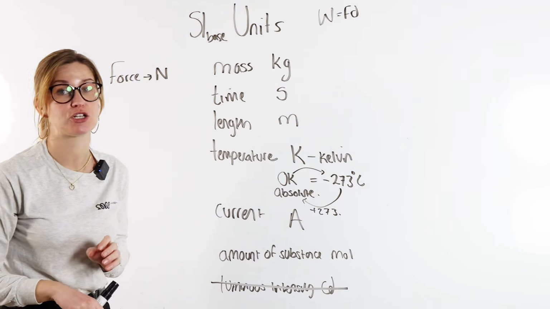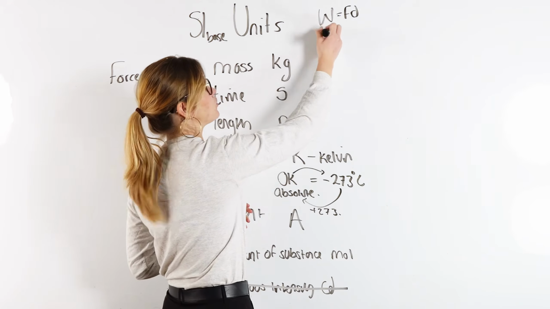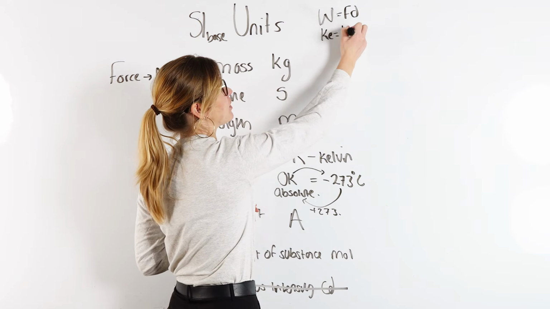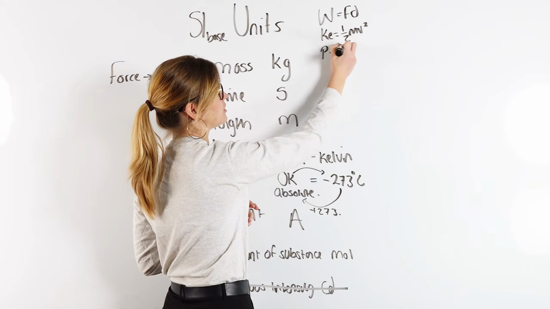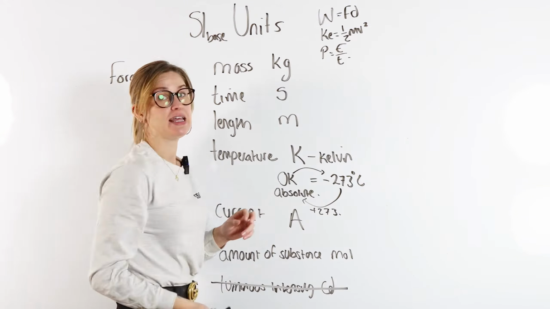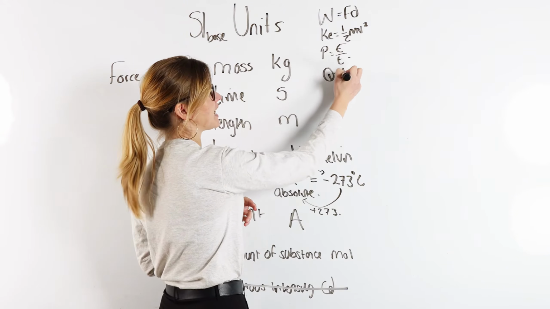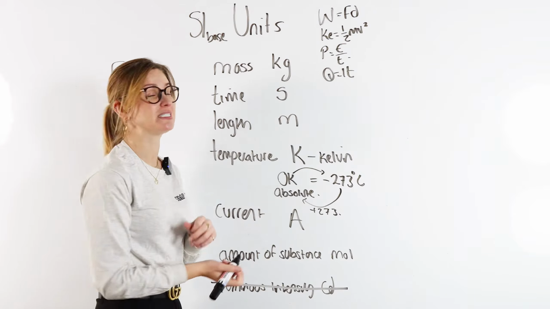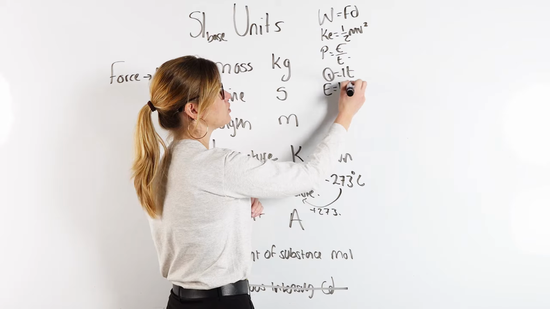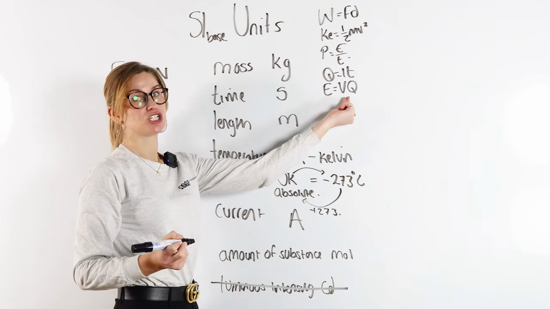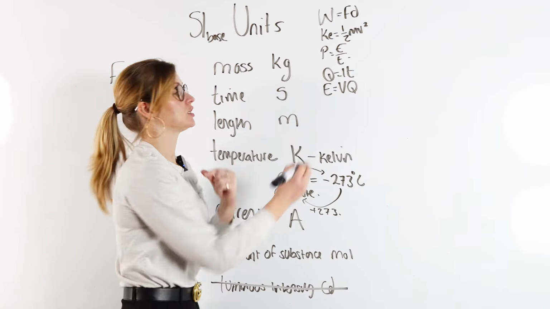Knowing that work is always measured in joules. Another one you need to know: kinetic energy is 1/2 mv squared. Highly recommend you know power is equal to energy divided by time. Highly recommend you know Q equals It. Charge is current times time. And I would highly recommend you know E equals VQ. Energy is equal to the potential difference times the charge.